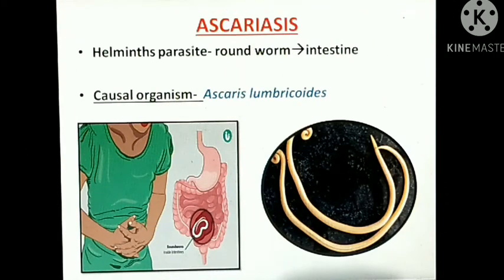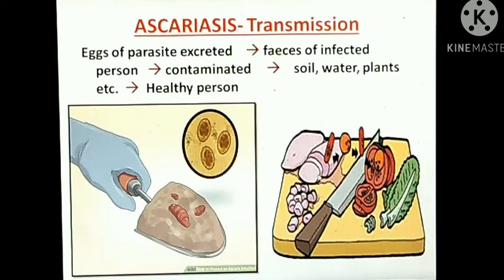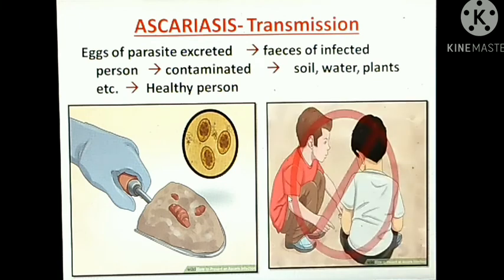Ascariasis is caused by the causal organism Ascaris lumbricoides. Ascaris lumbricoides, commonly called roundworm or helminthic endoparasite, resides in the intestine of the human body. Eggs of Ascaris lumbricoides can be found in soil contaminated by human feces or in uncooked food contaminated by soil that contains roundworm eggs. Children often become infected when they put their hands in their mouth after playing in contaminated soil.